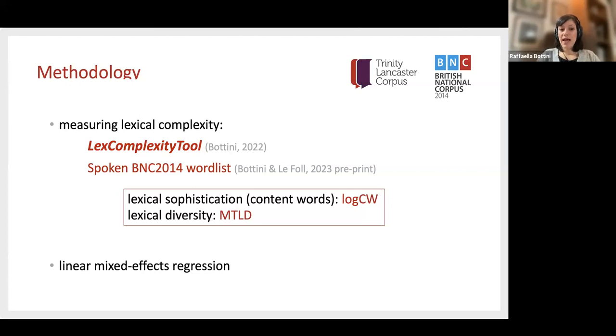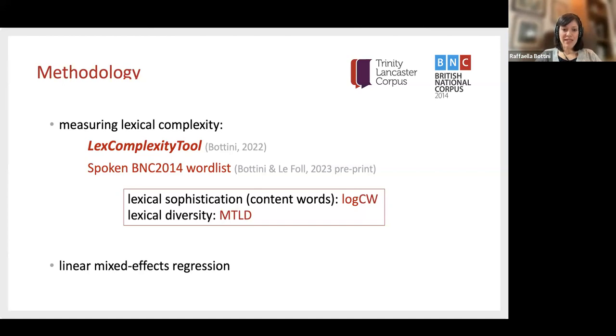The reference corpus that I used is the Spoken BNC 2014. This is because I wanted to use a reference corpus that could mirror the language mode represented in my target data, so spoken language. And the Spoken BNC 2014 represents L1 spoken English produced in everyday conversation, so informal language.